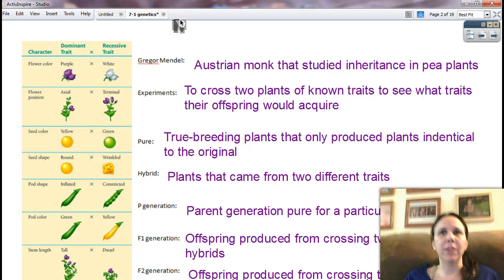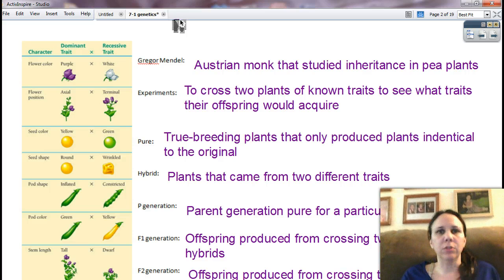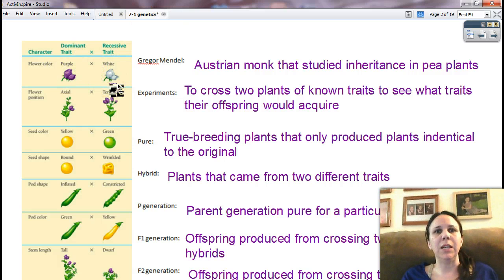Well, he didn't know anything about DNA and proteins and stuff like that. So he didn't know that proteins controlled the traits that he saw. So he wanted to do some experiments. So what he did is he bred these plants to be pure. So pure purple or pure white.